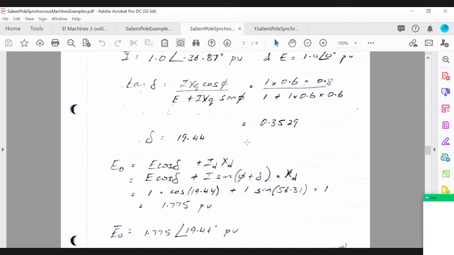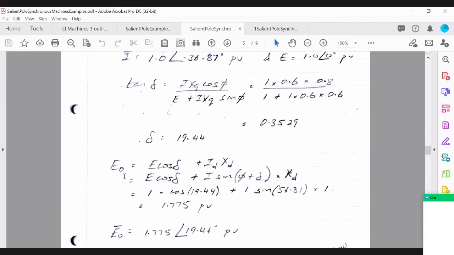So this is the same equation we used in the previous question. E naught is E cos phi plus ID xd, and you can replace ID with I sine of phi plus delta, since we know the machine is operating in lagging power factor mode. So you can replace ID by this component here, which is the magnitude of the current and the angle phi and delta, right? We know delta, so we can substitute in this equation for these two components and then solve for E naught.